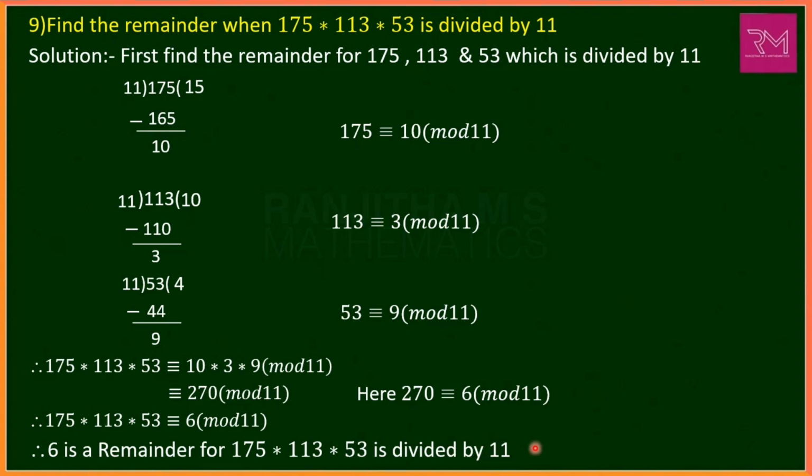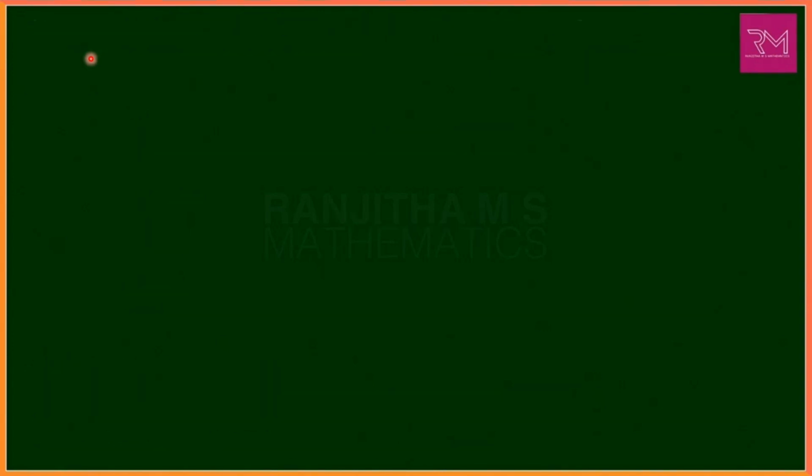This completes the problem. This is the method: they have given a product of 3 values, and we have to find the remainder when it is divided by some value. That means we have to find the remainder for all the 3 values and obtain a congruence for each. Next we multiply these 3 congruent values. We get the remainder 6 for 175 into 113 into 53 divided by 11. This completes the problem. Next we shall move on to another problem.